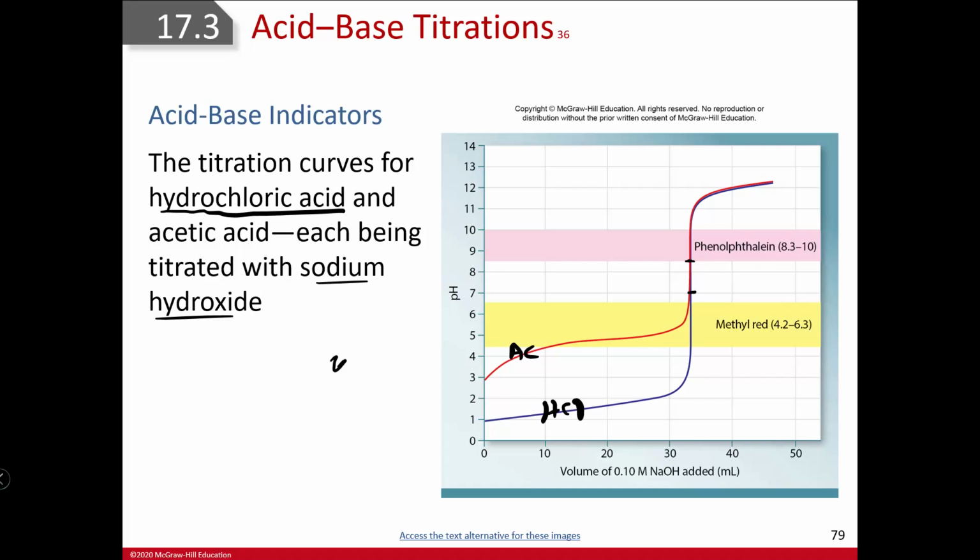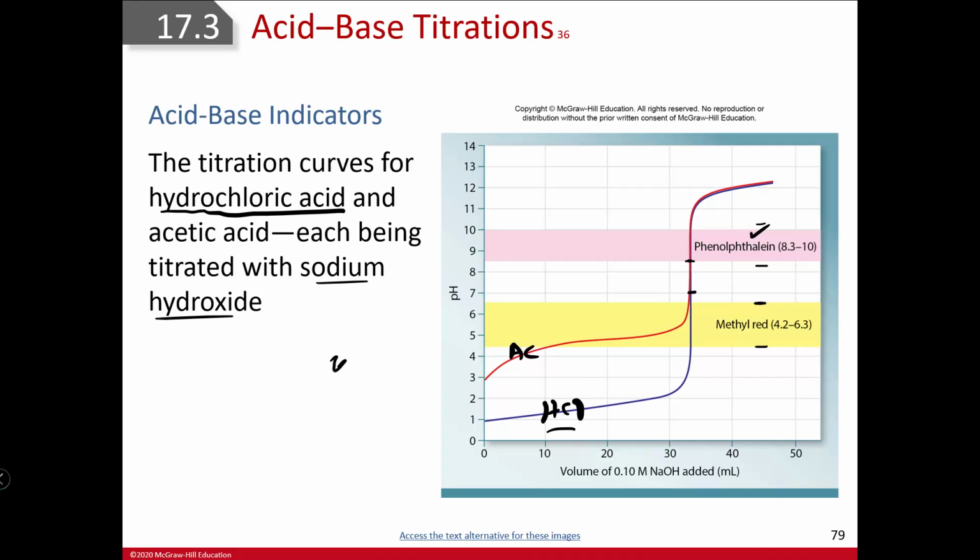So when we're looking at these indicators, we want the indicator to change color in the steepest part of the curve. So I agree that this is the one we mostly use for strong acid, strong base. It's readily available, easy to manage. It's got a very distinct change, goes from colorless to pink and happens fairly quickly. But the methyl red would work as well, right? Because it would go from one color here to another color here. It's just that sometimes it's a little harder to see that color change. And so we generally use phenolphthalein for hydrochloric acid with sodium hydroxide.